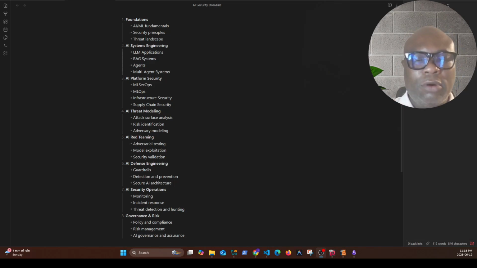So I've come up with 8 domains or 8 modules through which one can see what needs to be learned and what can be built around when it comes to security engineering and architectural pipelines or workflows in software delivery.